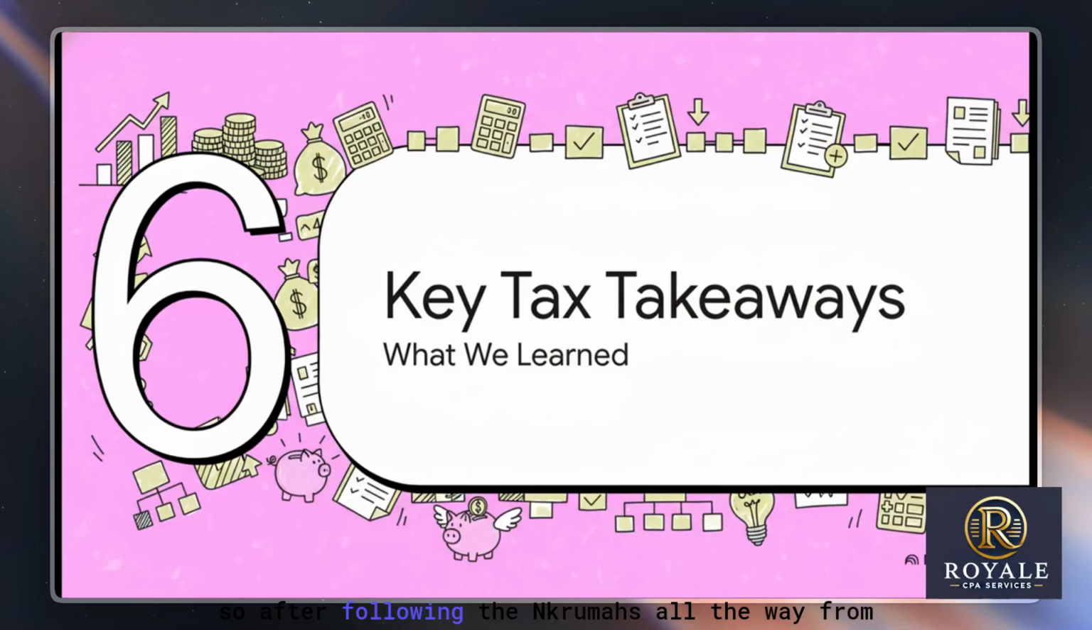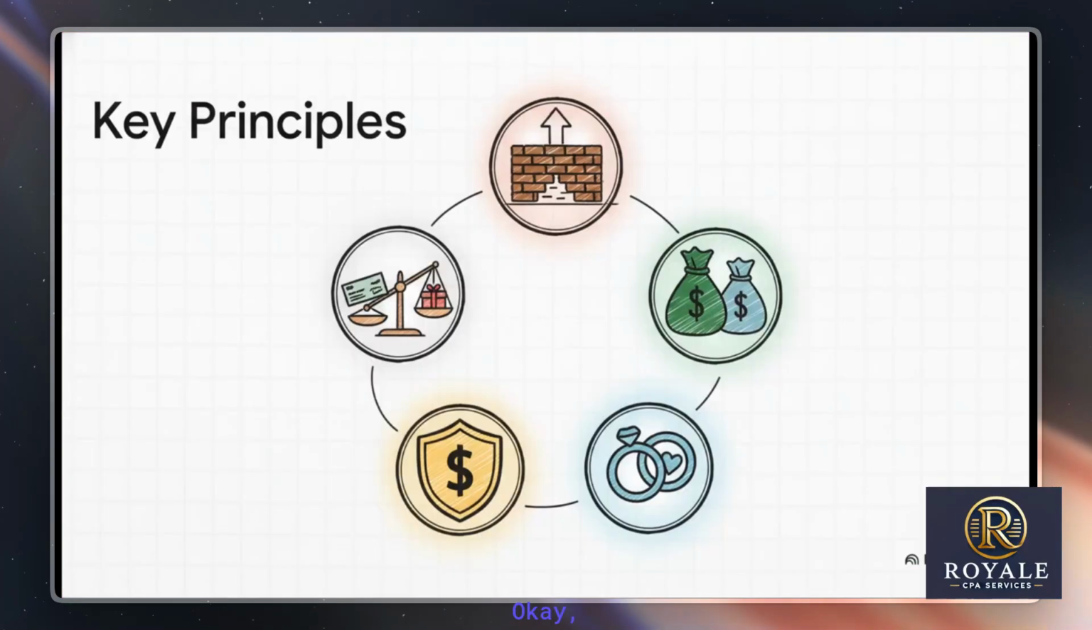Okay, so after following the Nkrumahs all the way from profit to their final tax payment, what are the biggest lessons here? What can we take away from their journey? Okay, here are the big ones. First, it all starts with your net profit. Get that number right. Second, never forget that self-employment tax is a huge and totally separate cost of doing business. Third, major life events, like getting married, can completely reshape your tax picture. Fourth, always be on the lookout for those big deductions, like QBI. They save you a ton of money.